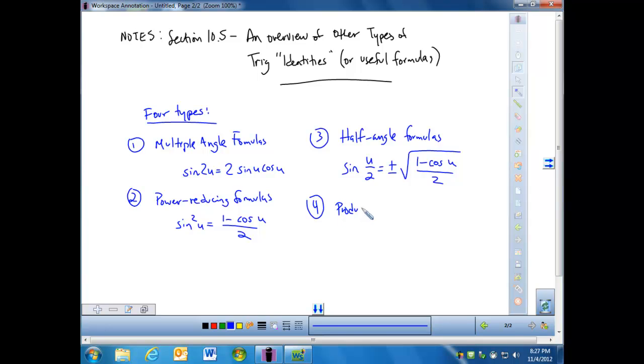And then the last type, actually 2 different types rolled into one, we call product to sum or sum to product formulas. Basically that's just you taking a couple of trig functions and either multiplying them together or adding them together and rewriting them one way or the other if it serves your purpose in a good way.